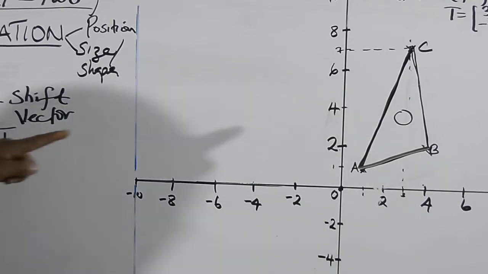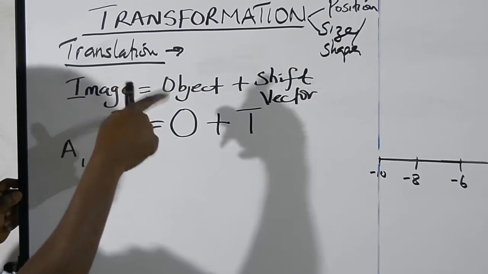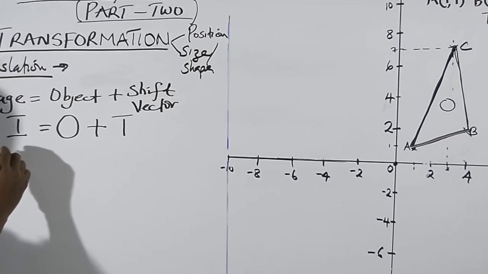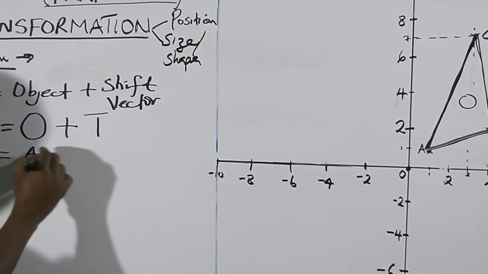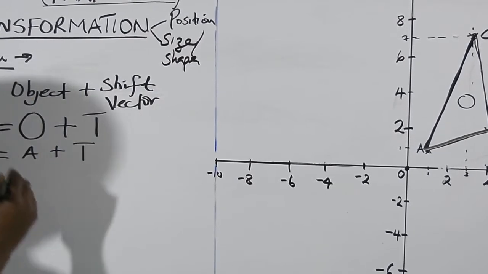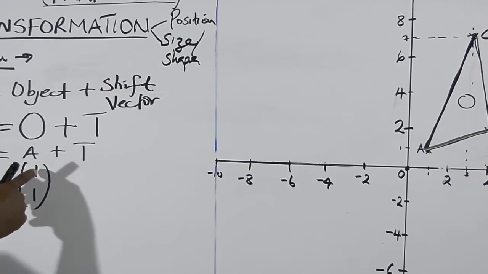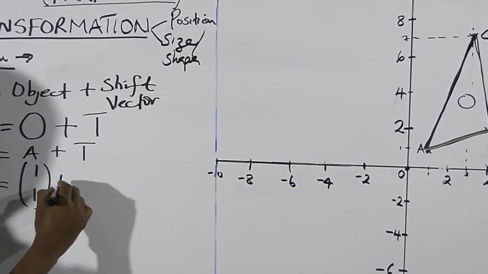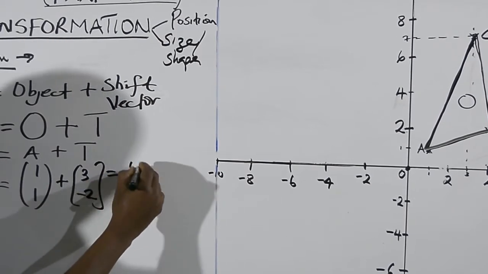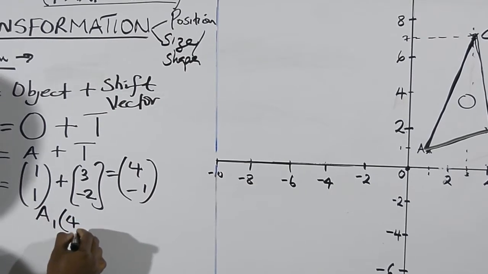So let's check how it is going to be shifted. The first image position is A1. We want to differentiate the object A from the first position of the image, that is A1. A1 is A plus the translation vector. The vector A is (1, 1), the x coordinate is 1 and the y coordinate is 1, plus the shift vector, the column vector (3, -2). So you now have 4 and -1. We can write it in coordinate form as A1 (4, -1).